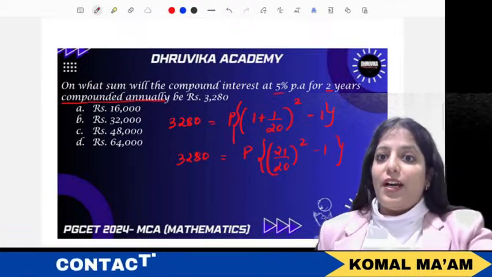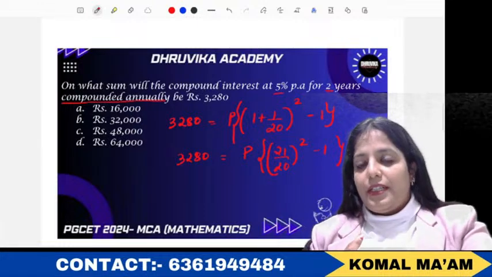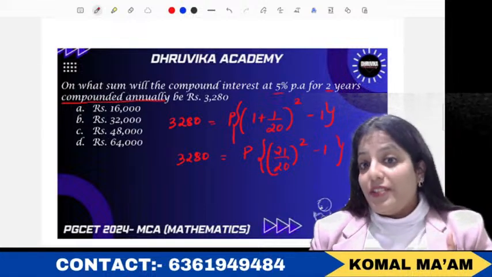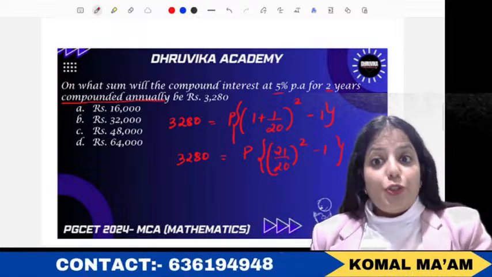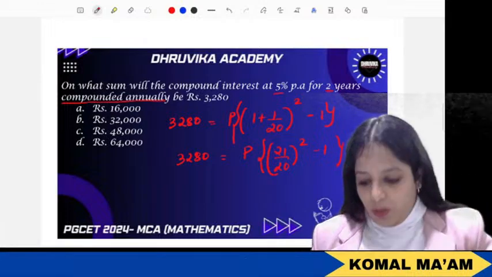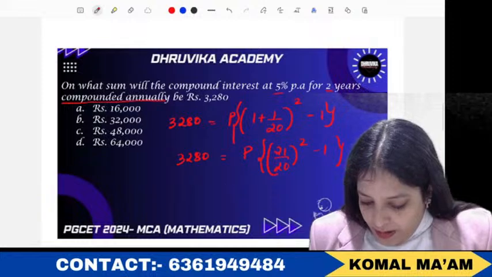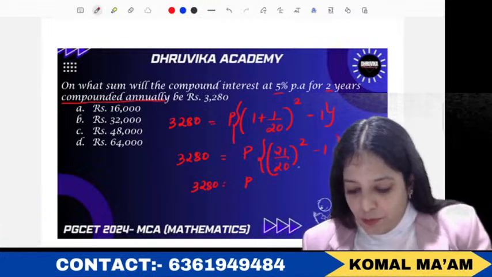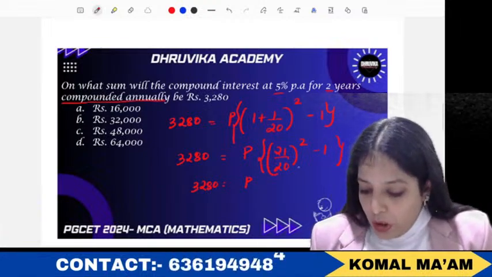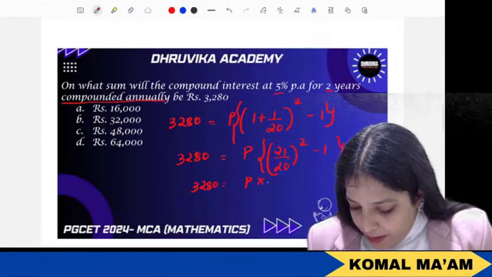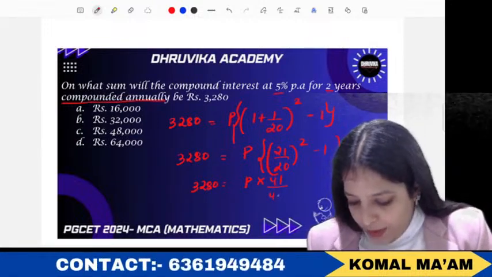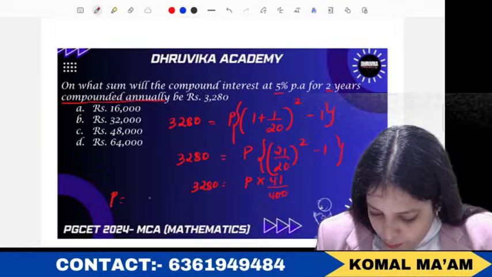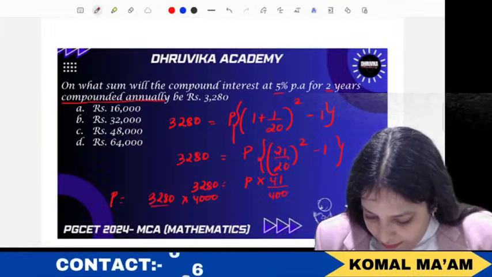So guys, you need to remember at least squares till 30. That is something mandatory. You need to remember the tables till 20 and the squares till 30 at least, and cubes at least till 10 you should remember. Okay, so 3280, 21 square is 441. We'll take the LCM. 441 minus 400 will give you 41. So P into 41 upon 400, right? So simply P is equal to 3280 into 400 divided by 41.